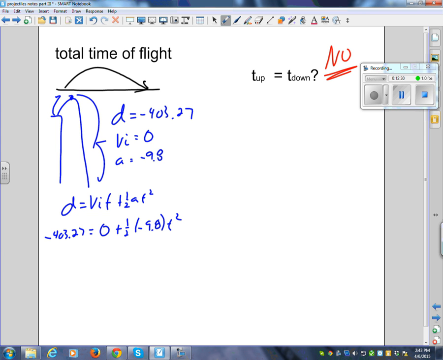Good? It's just falling, right? That's why that vertical component is 0. So you're going to have here t equals the square root of minus 403.27 all over minus 4.9, right?